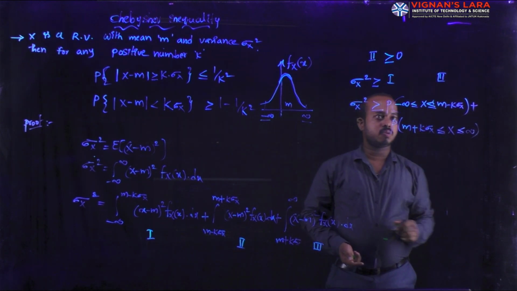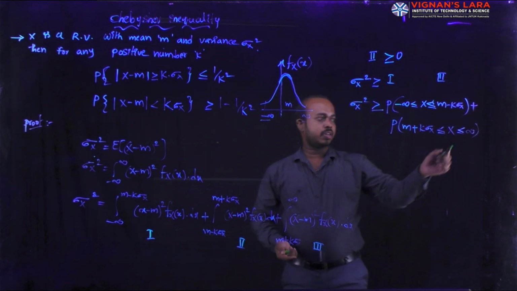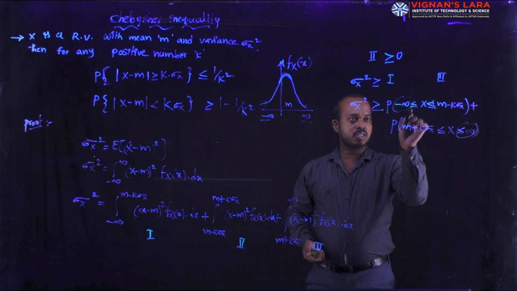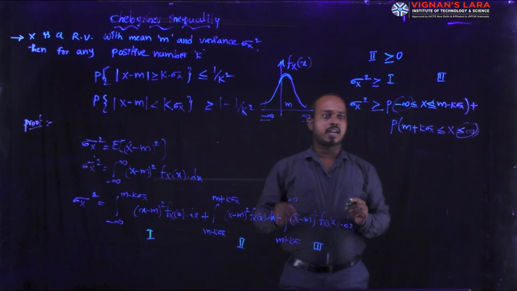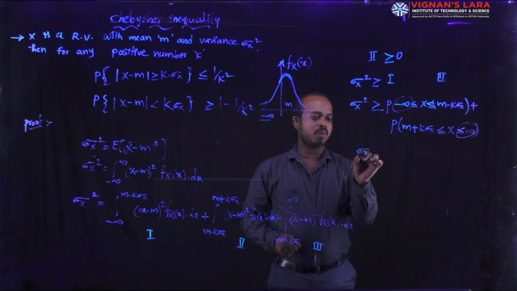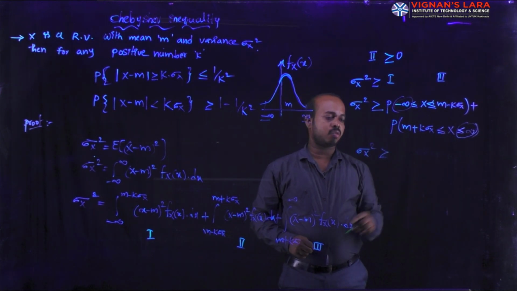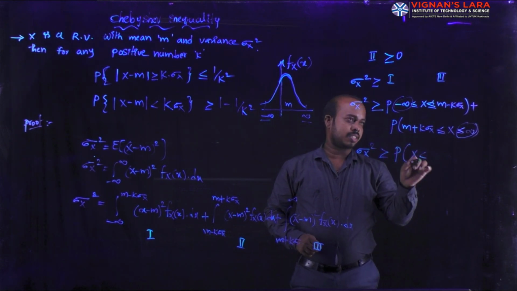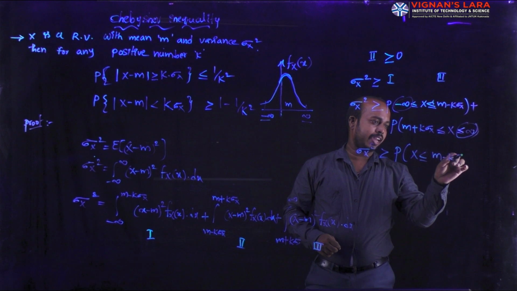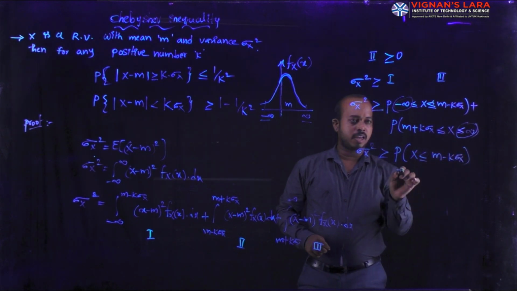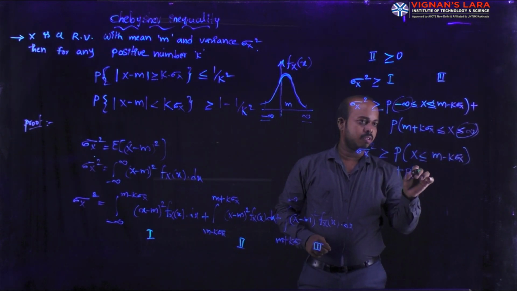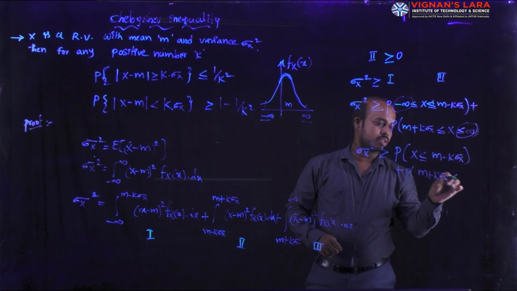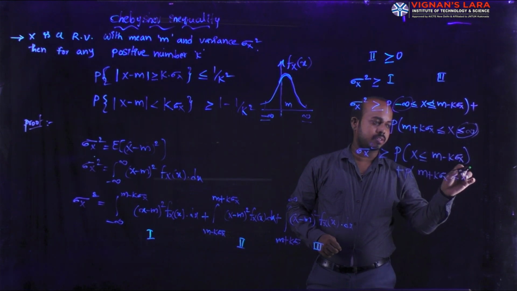In these two terms, we can neglect the infinite values. What are the remaining quantities available? Those values you can arrange. That means sigma_X square is greater than or equal to the probability of capital X less than or equal to m minus k sigma_X, plus the probability of m plus k sigma_X less than or equal to capital X.